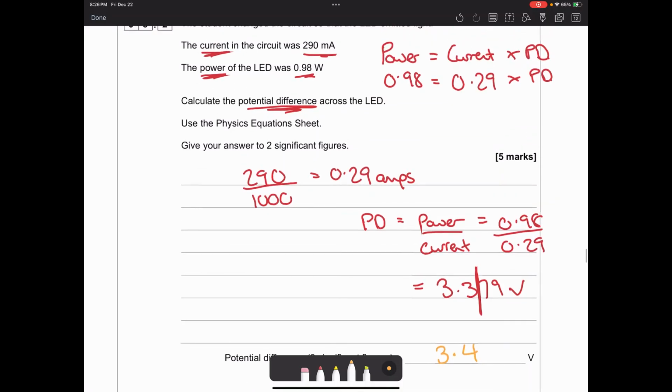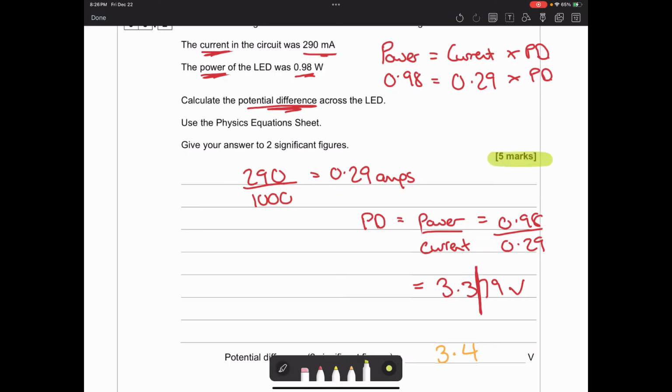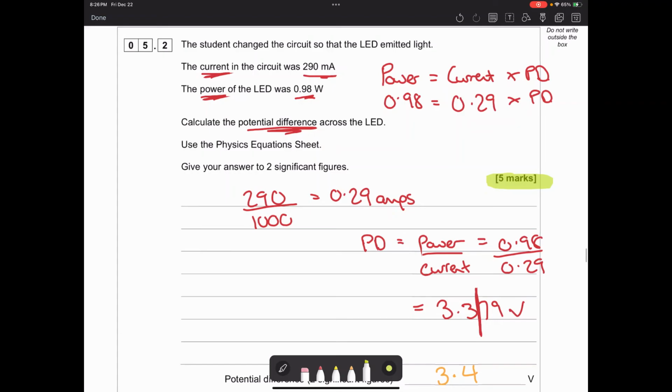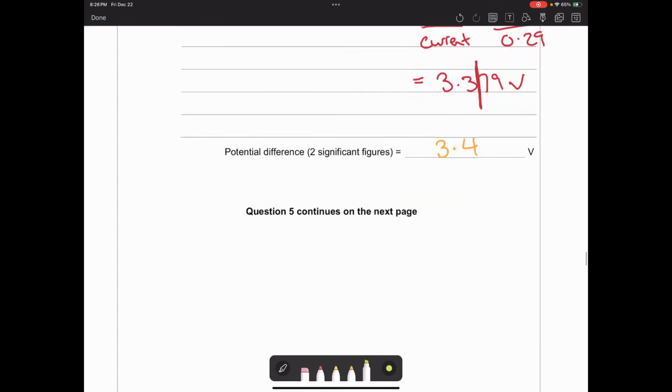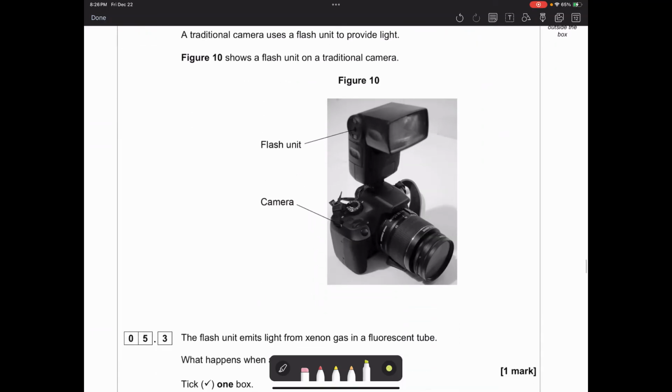Okay, so a lot of the time I might expect a 5 marker to be using 2 equations, 5 or 6 marks for 2 equations, but this one just has the unit conversion in for that extra mark. Okay, so that's 5.2.